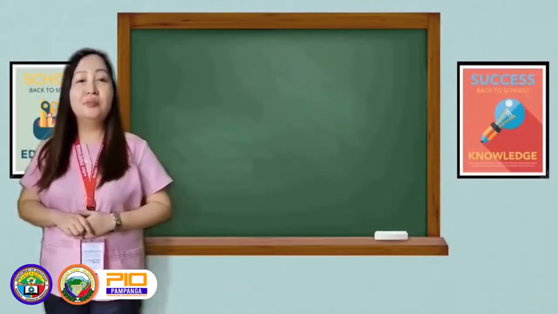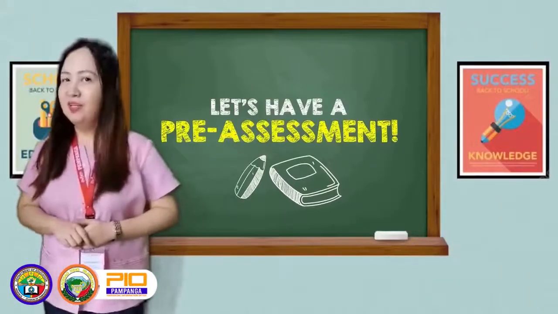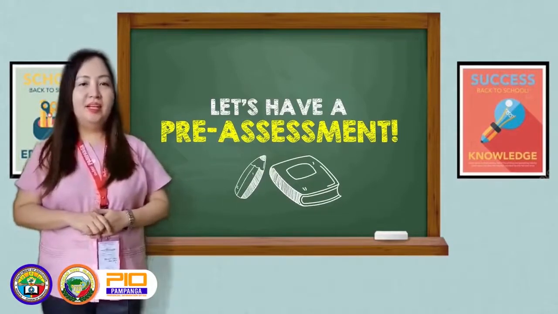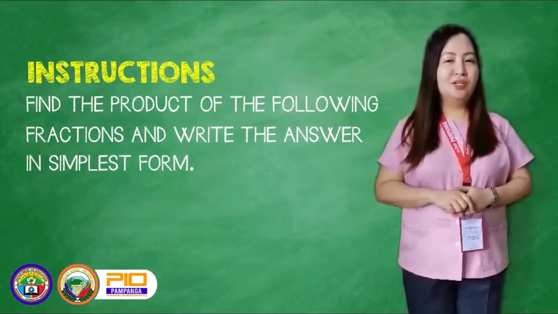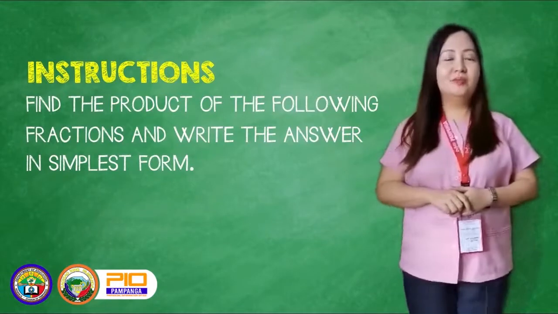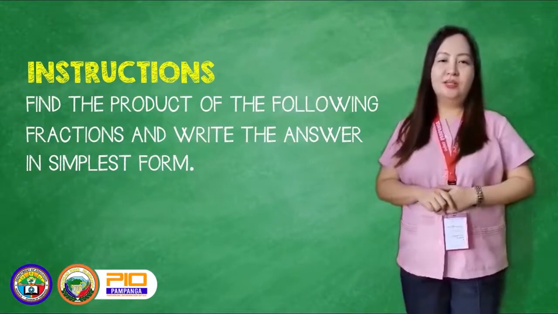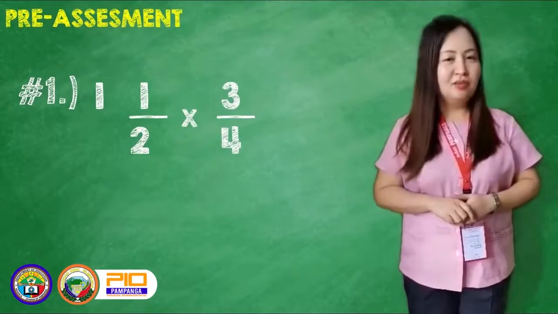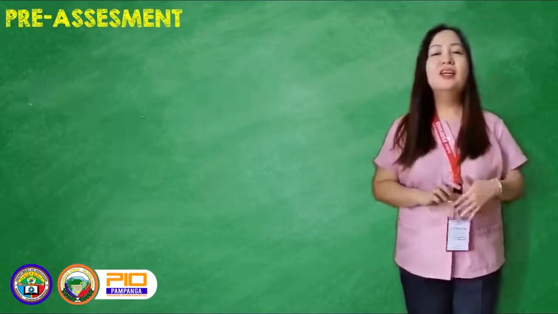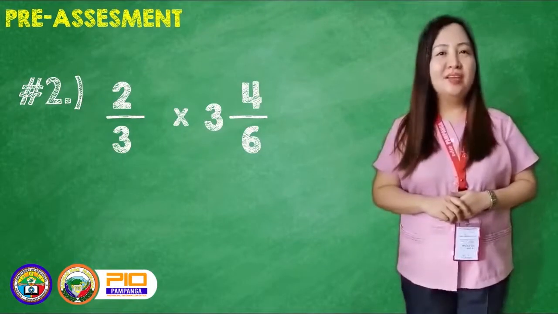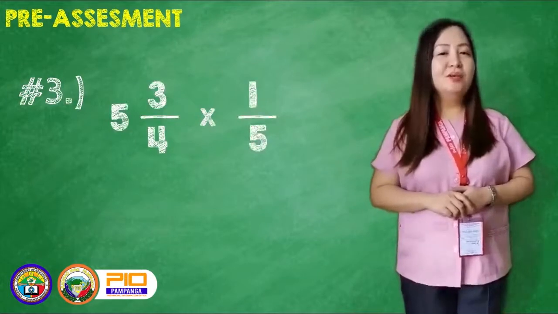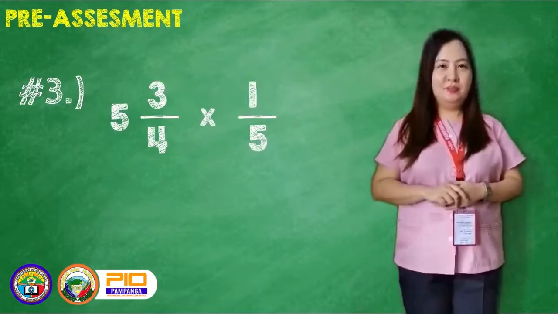Let us have first a pre-assessment if you are familiar with our lesson already. Ready your pens and paper. Let us now start. Find the product of the following fractions and write the answer in simplest form. Number 1: 1 1/2 times 3/4. Number 2: 2/3 times 3 4/6. Number 3: 5 3/4 times 1/5.